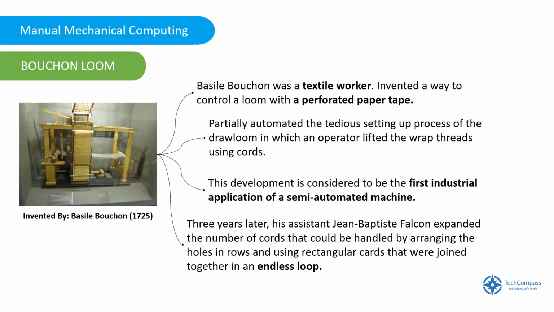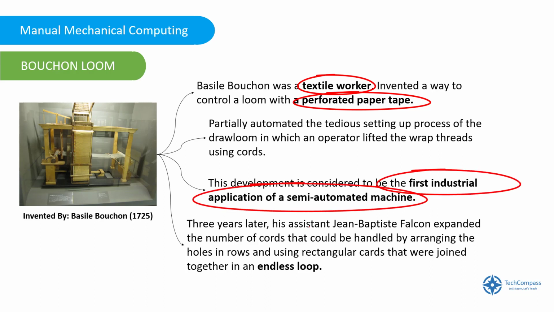Bouchon loom. Basile Bouchon was a textile worker. He had partially automated the tedious setting up process of the draw loom, in which the operator lifted the warp threads using cards. He automated it by inventing a way to control a loom with a perforated paper tape. This development is considered to be the first industrial application of a semi-automated machine.